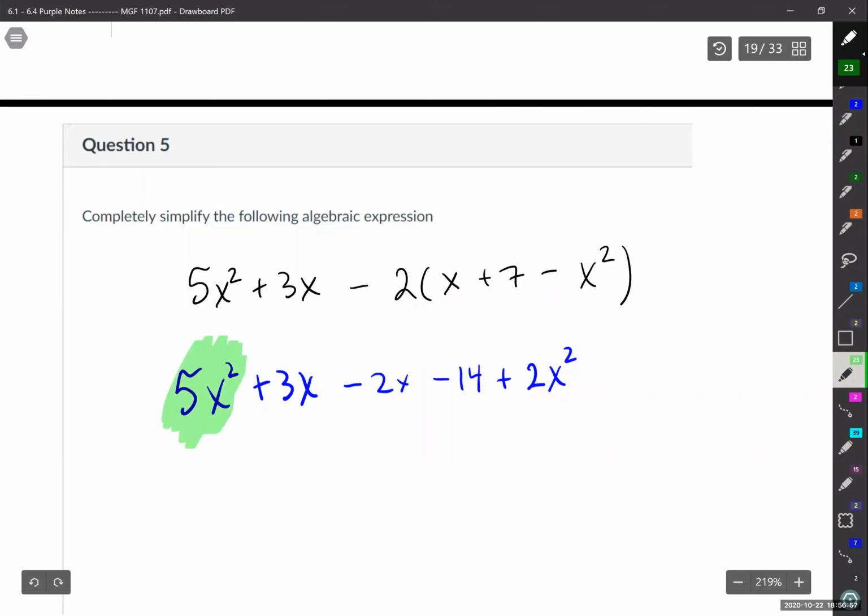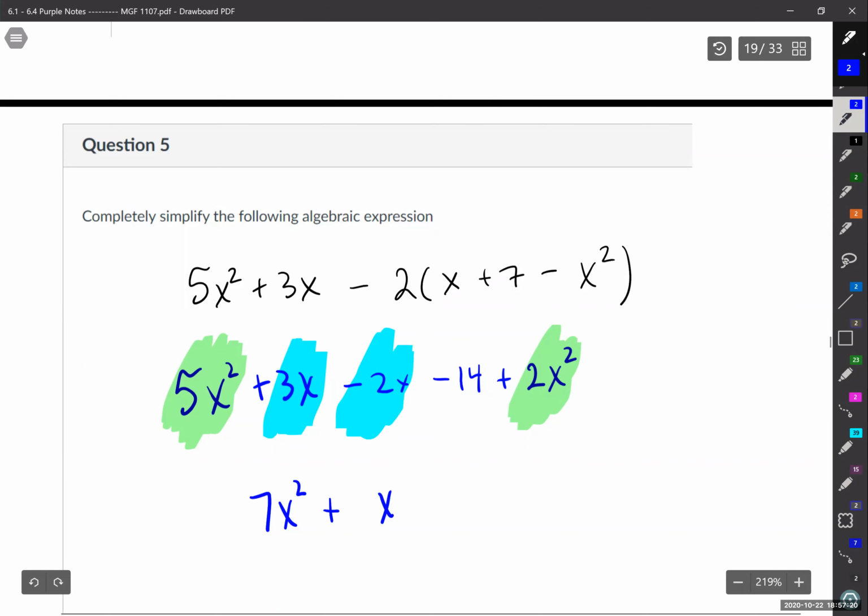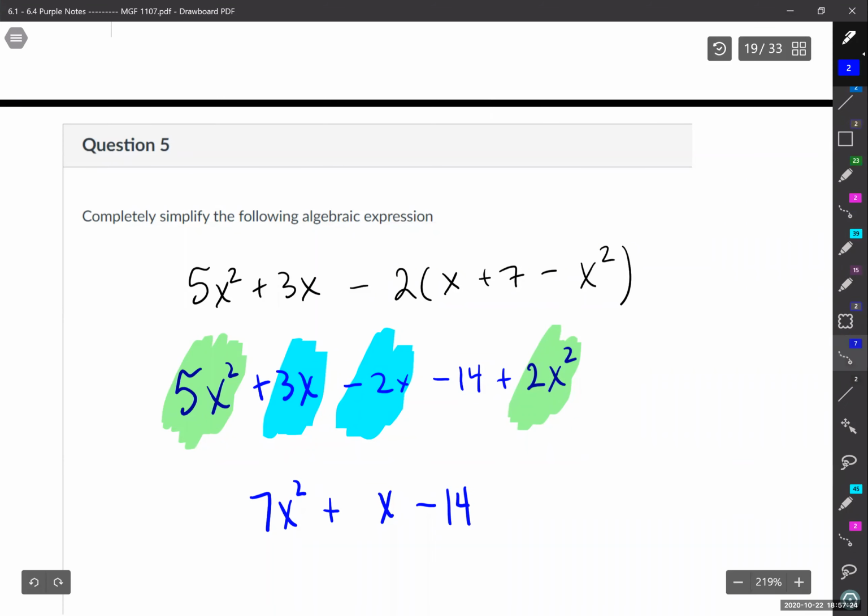So we've got our x squareds, our x's, and then we've got a singular numerical term that really can't combine with anything. It just stays by itself. 5x squared plus 2x squared would give us 7x squared. 3x minus 2x would give us a single positive x. Remember, you're free to write it as 1 times x, but generally when we multiply by 1, it's just implied. Minus 14.